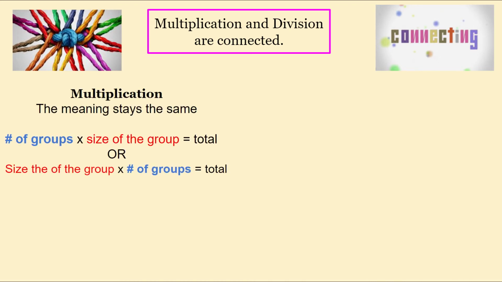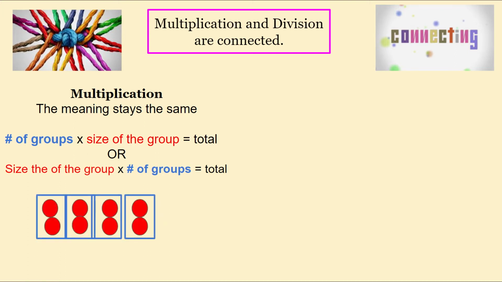So just as a reminder from last week, we know that multiplication has the same meaning as it always has. It is the number of groups times the size of the group gives us the total. Or the other way around, the size of the group times the number of groups equals the total.